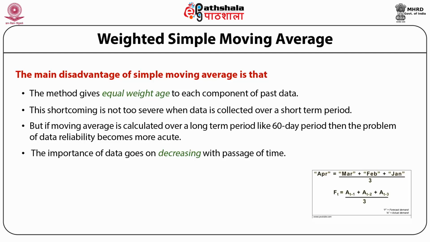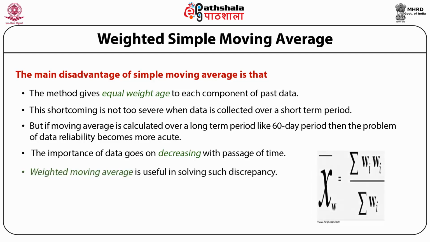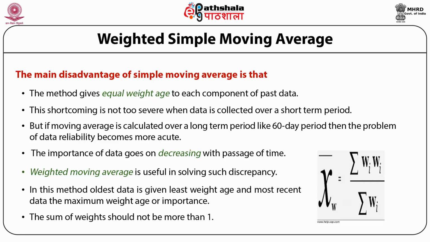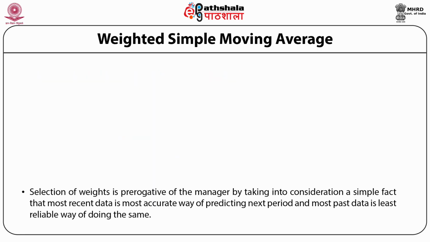The importance of data goes on decreasing with passage of time because of changing business conditions. The data which is very old may not be relevant in present scenario, so its importance in prediction should be minimal. Weighted moving average is useful in solving such discrepancy. In this method, oldest data is given least weightage and most recent data the maximum weightage or importance. The sum of weights should not be more than 1. The weighted moving average has been illustrated in the following example.